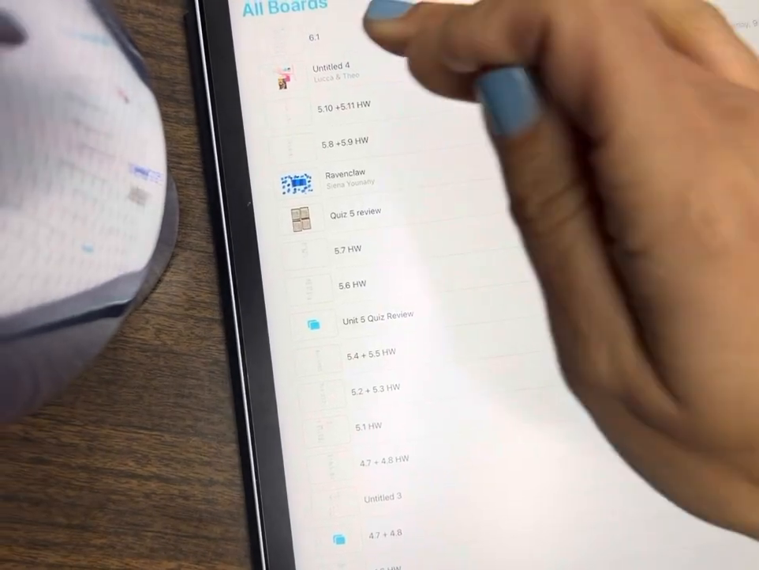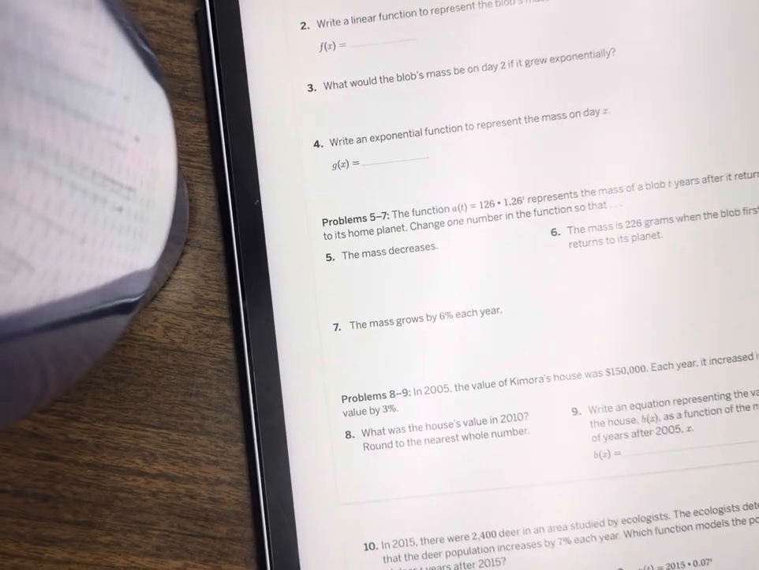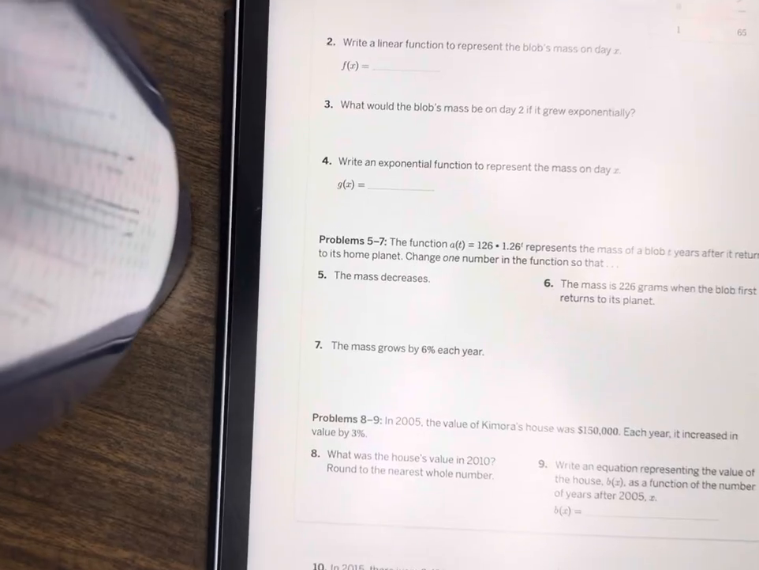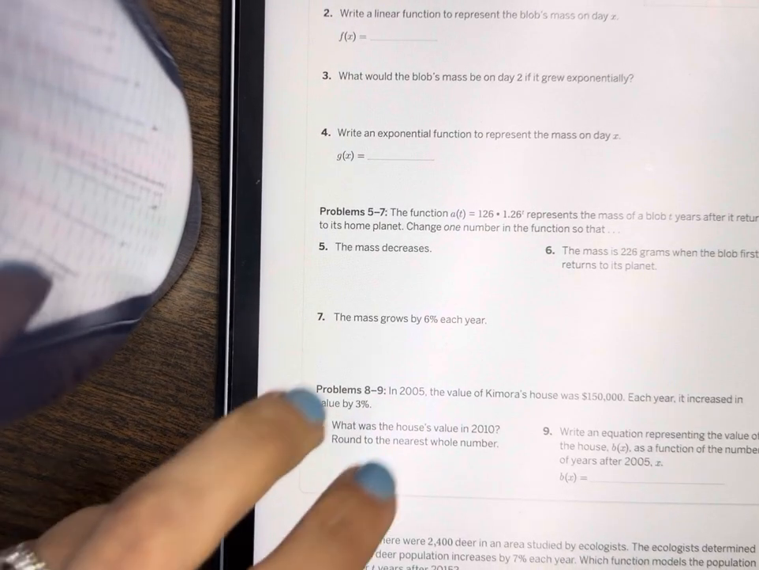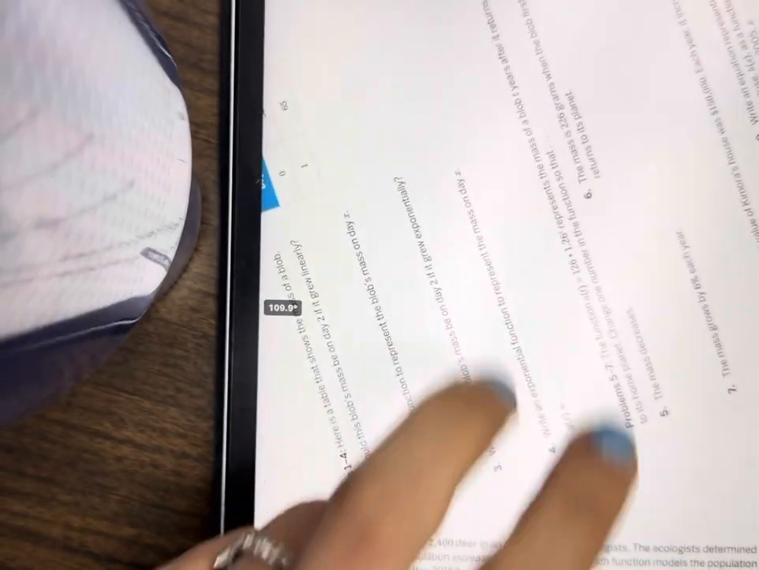Okay, you guys, I'm short on time. So I'm gonna do this maybe a little fast, okay? Because it was either that or I don't do it at all. Okay, let's do the 6-1 homework.